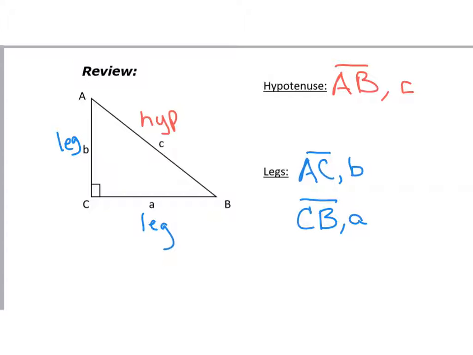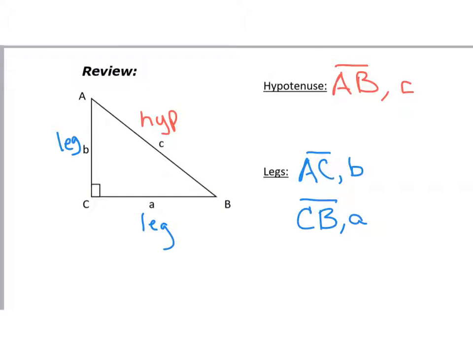Now, when I look at this picture, am I going to be able to use special right triangles, like a and b equal each other and c is the leg times square root of 2? Why not? Why can't I use special right triangles? Because it doesn't have the angles. I don't know that this is 45, 45, 90. I don't know that this is 30, 60, 90. Because I don't know the angles, I can't use special right triangles.